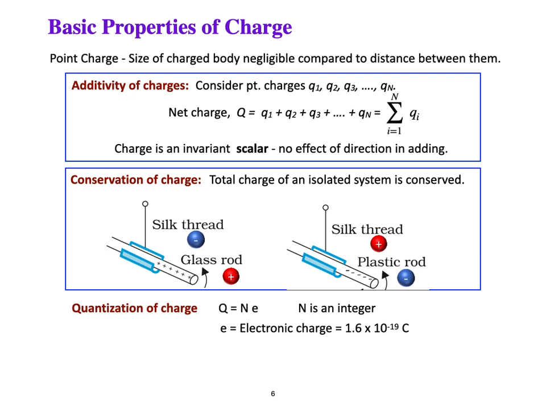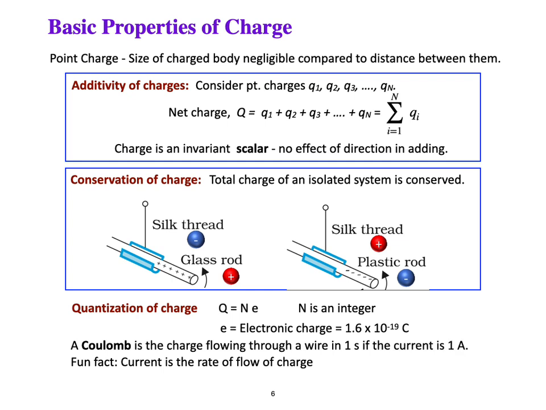So what is a coulomb now? The coulomb is the SI unit of charge, and it is the charge flowing through a wire in 1 second if the current is 1 ampere. The fun fact is that current is nothing but the rate of change of charge flowing through an object. So current is the rate of flow of charge. We will be learning about current electricity in a much later chapter, but right now just note that current is because of flowing charges.